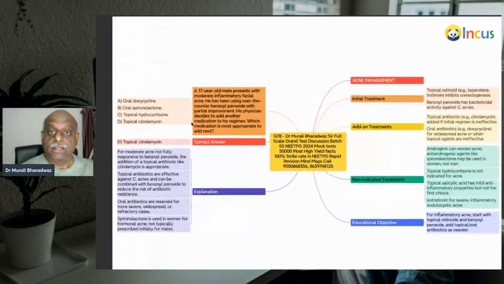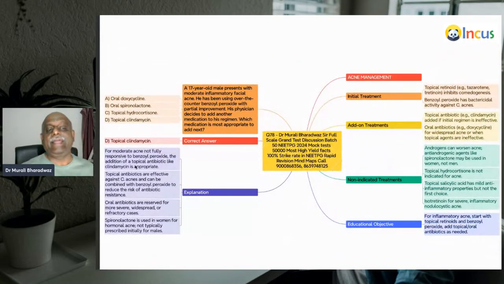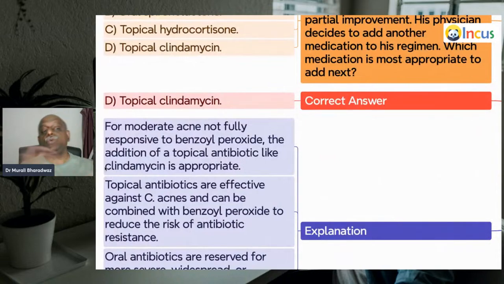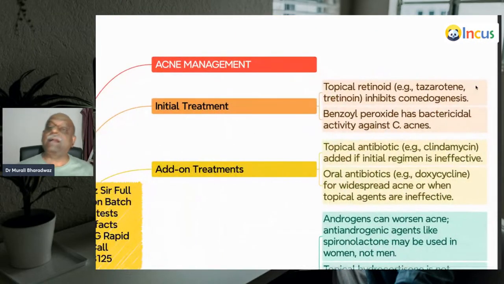Now, 11-year-old male with moderate inflammatory facial acne. Whenever moderate acne is not fully responsive to benzoyl peroxide, the addition of a topical antibiotic like clindamycin is considered to be the best treatment. So what is the initial treatment of acne, doctor?